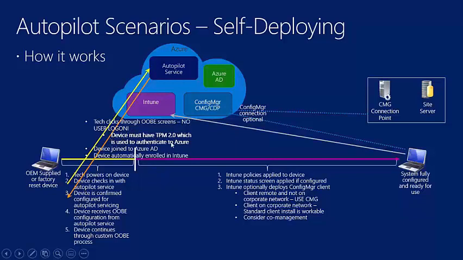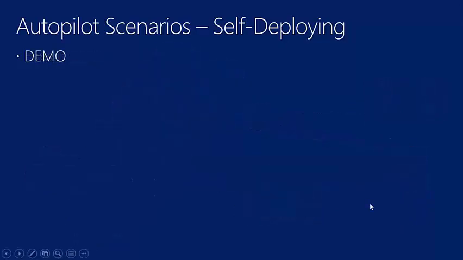The device, again, must have a TPM 2.0, which is used to authenticate in Azure, and the device is joined to Azure and automatically enrolled in Intune. The process continues just like before. You can have it Config Manager enrolled, no problem. So how does that work?